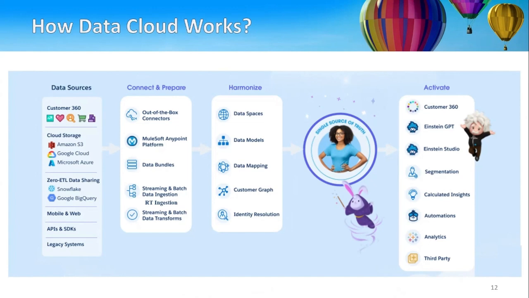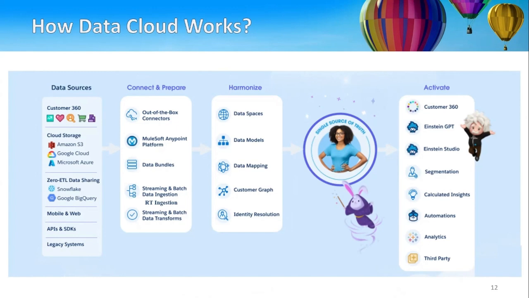And any cloud storage that you are currently using, as listed here, Amazon S3, Google Cloud, Microsoft Azure, anything can be connected to Data Cloud. And I'll come back to zero ETL in a minute. Before that, we also can bring in mobile and web data, API and SDK data, legacy systems, anything that you are having where you are operating something on Data Cloud data, that can be brought into Data Cloud.